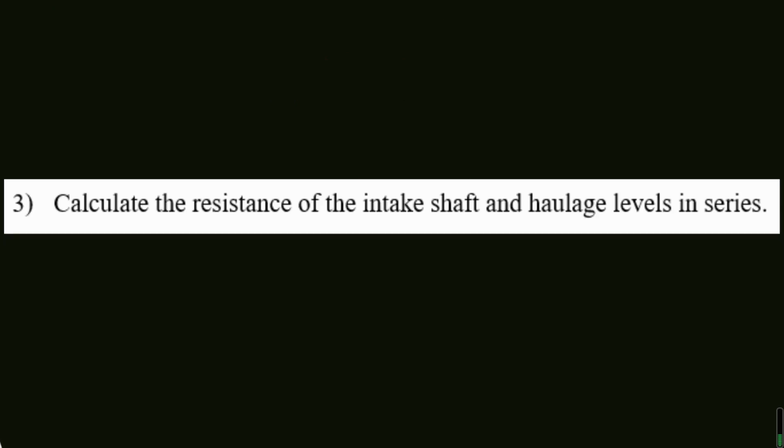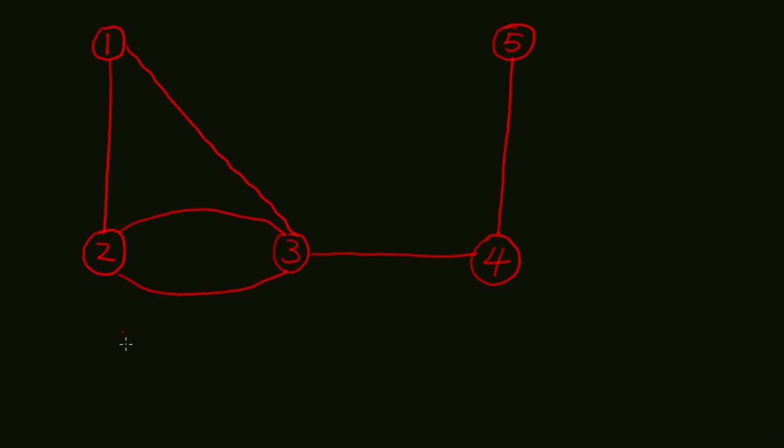Question 3 asks the total resistance of the intake shaft and haulage levels. As they are in series, the total resistance is just the sum of each individual resistance. As we can see here, the resistance from 2 to 3 is just calculated from problem 2. That's 0.0015. Therefore, the resistance of the intake shaft and haulage levels, that's the total resistance from 1 to 2 and to 3.